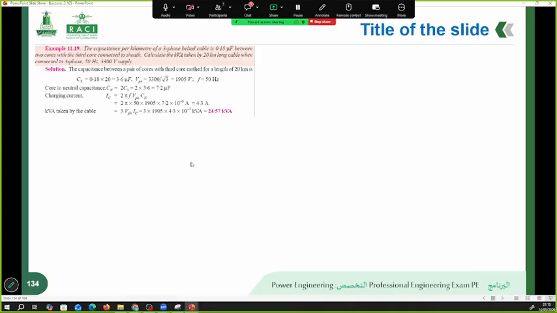Here, this is another example similar to the previous one. We just need to find the charging current again. First we can find Cn, and then replace the values in these equations to find the charging current. Finally, the apparent power in three-phase systems can be calculated based on this equation, 3 V phase times IC.